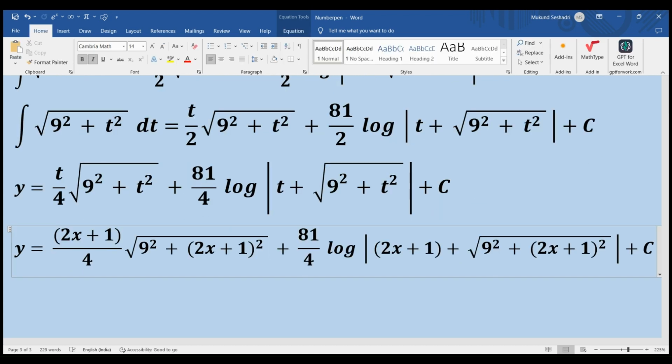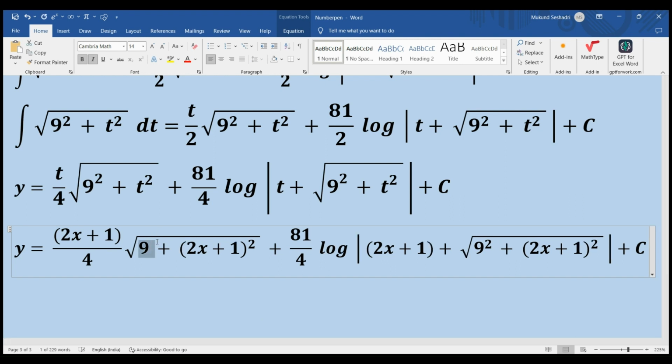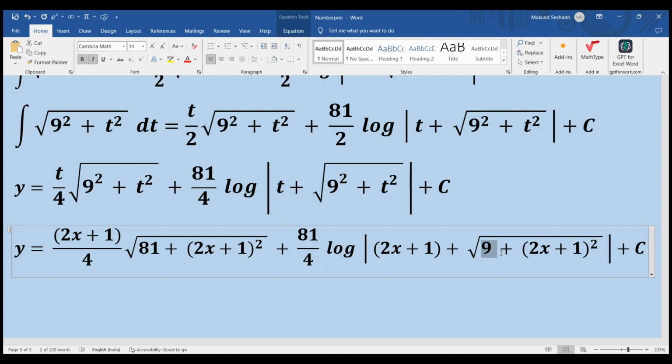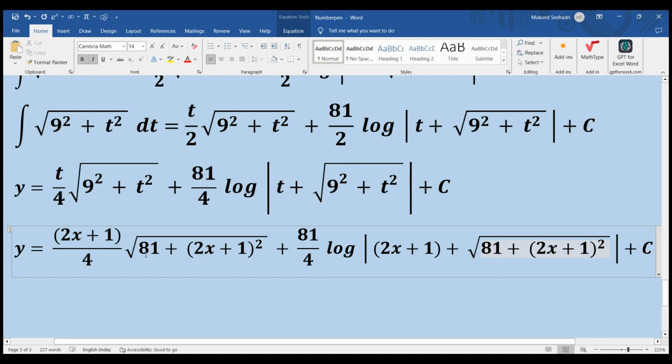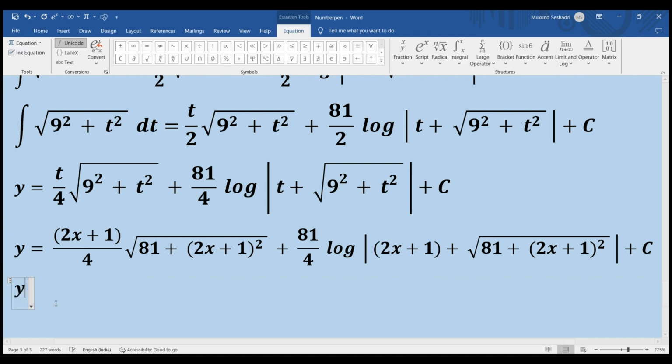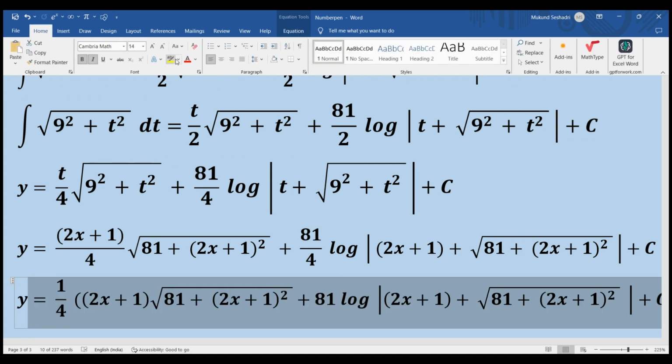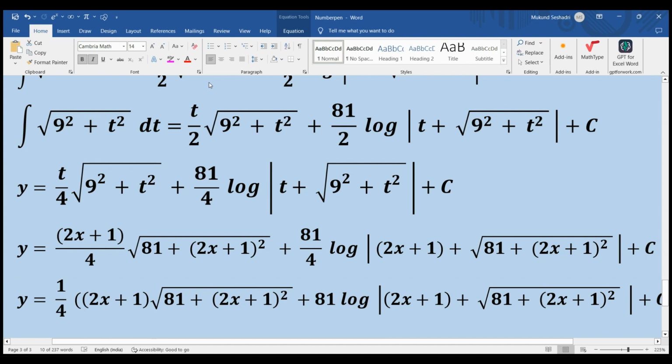Can I do any further simplification? Yes, I can. What I'll do is rewrite my 9 square as 81, and I have a 1 by 4 term which is common to the first part and the second part, right? So all that I can do now is pull out the 1 by 4 and rewrite my answer as. So there we have our final answer. Let me highlight it in pink.